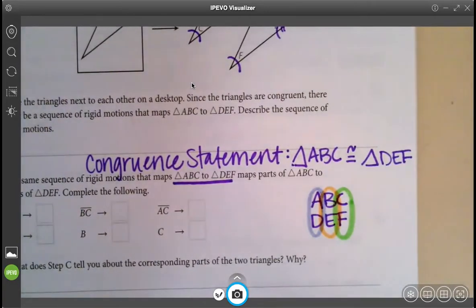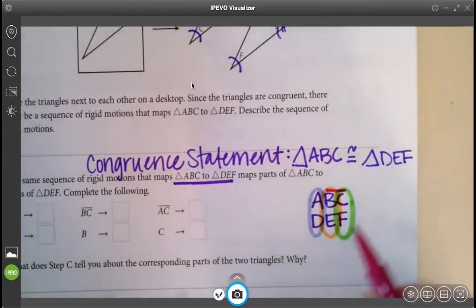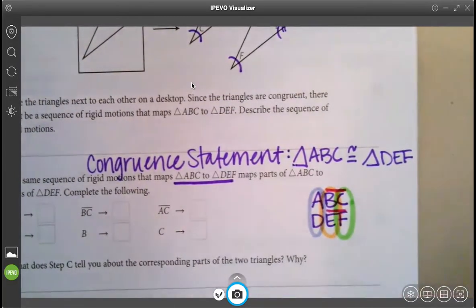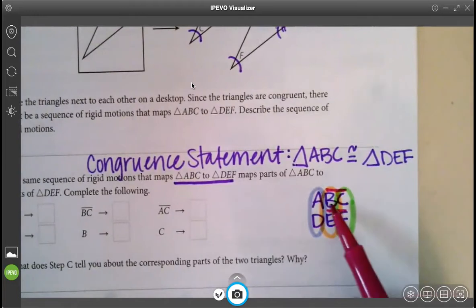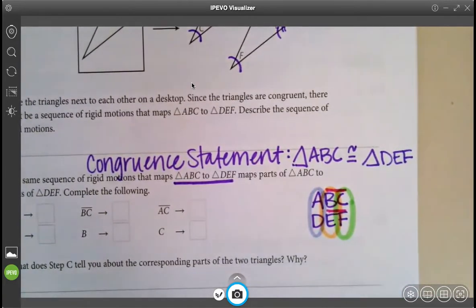We also can do that with the sides. If you had BC, it would be congruent with EF because B and C are numbers 2 and 3 in your list, and so are E and F. Or even if you did AC, first and last, AC would go with DF because that's the other first and last. So you literally just use the letters to match up everything.